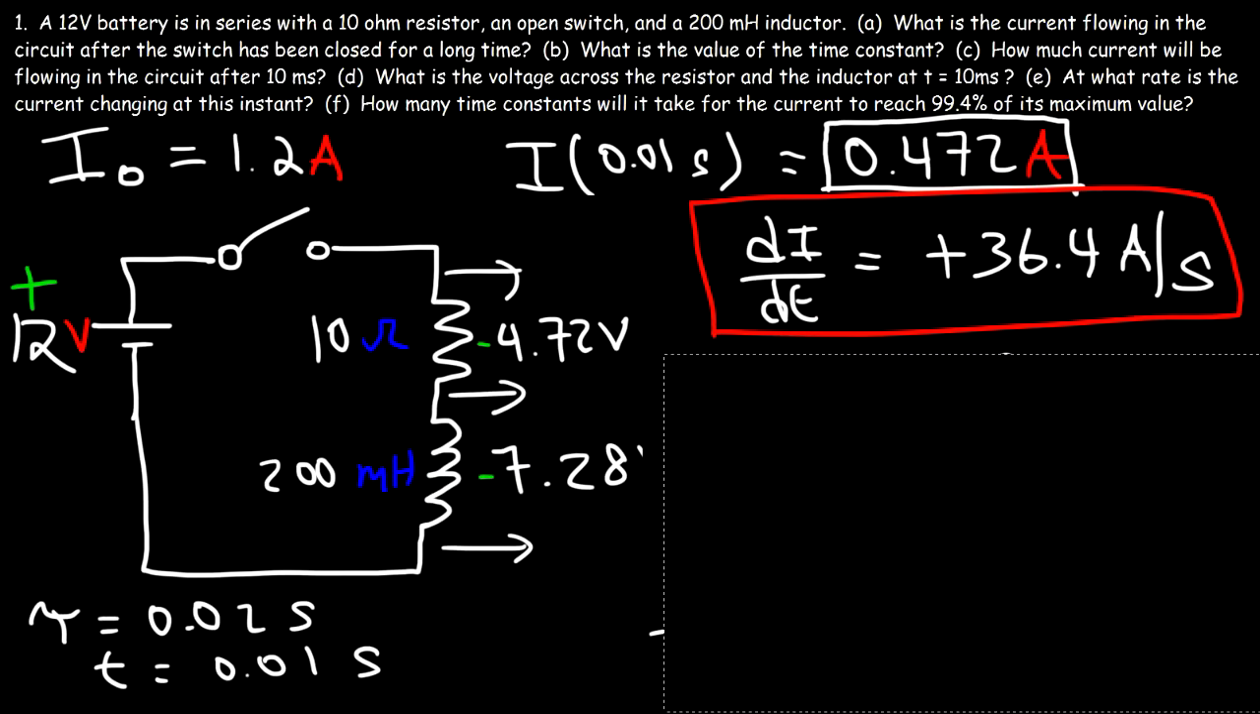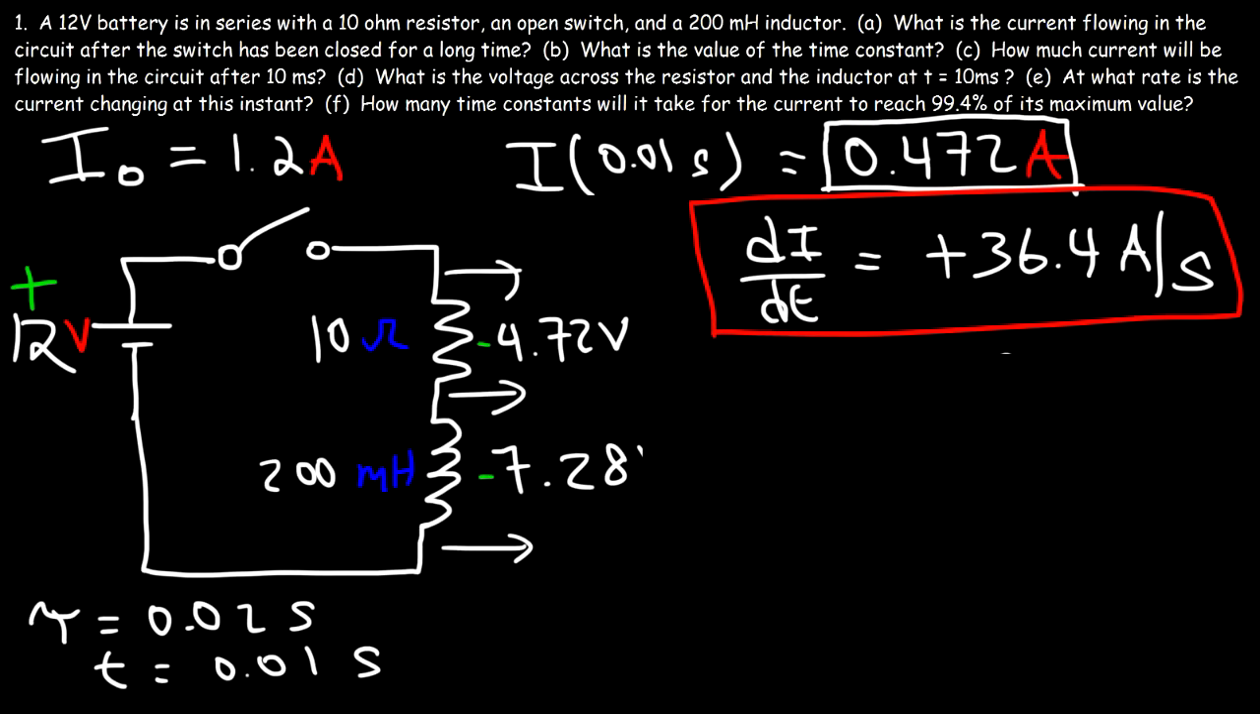So if the current is increasing, the voltage across the inductor is a voltage drop, just like the resistor. The resistor absorbs energy from the circuit. But if the current is decreasing, the inductor is going to act like a battery. It's like a voltage boost or a voltage lift. It's going to increase the energy of the circuit if the current's decreasing.